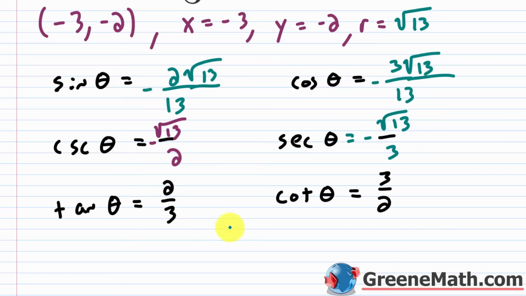So these would be all of the 6 trigonometric function values. Your sine of theta would be negative 2 times square root of 13 over 13. Your cosecant of theta would be negative square root of 13 over 2. Your tangent of theta, which was given, is 2/3. Your cosine of theta would be the negative of 3 times square root of 13 over 13. Your secant of theta would be negative square root of 13 over 3. And your cotangent of theta is going to be 3/2.